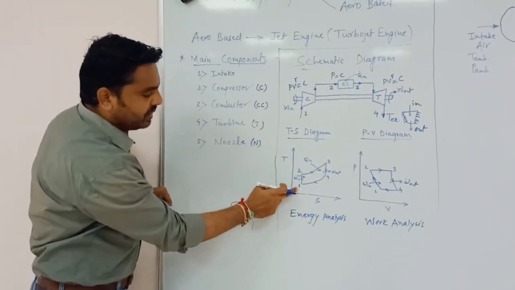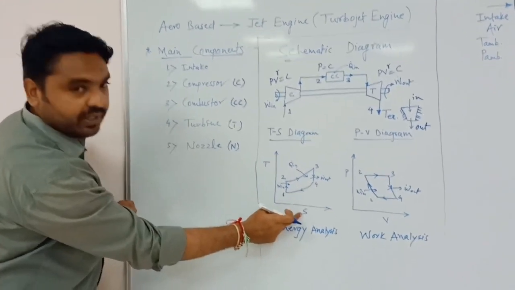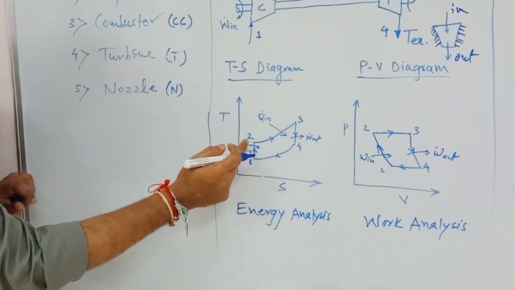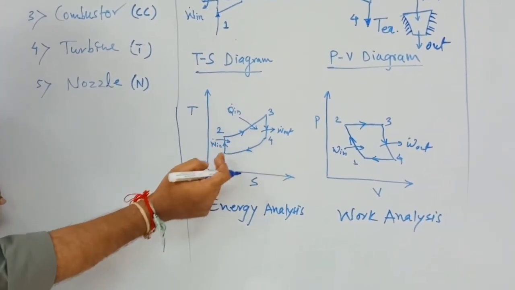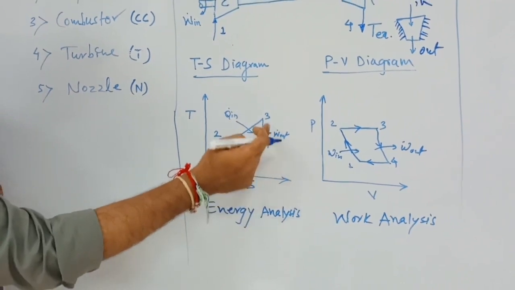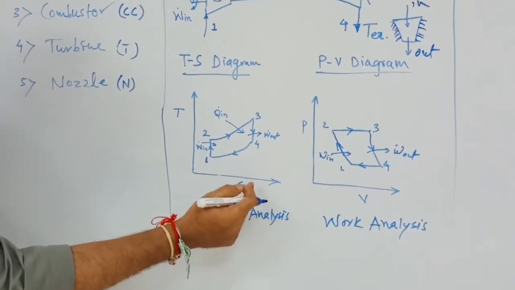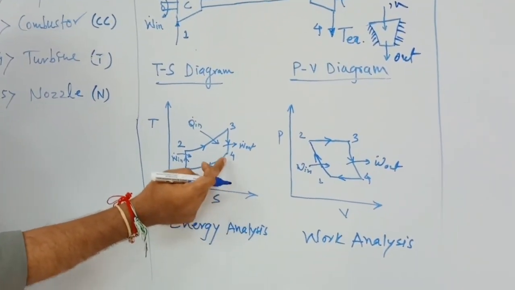So you can see 1 to 2 here. 1 to 2 is the isentropic compression process where entropy remains constant. 2 to 3 is the constant pressure heat addition. Heat is being added here because fuel and air mix and produce the hot gases. Combustion occurs. 3 to 4 is the isentropic expansion of gases. That is a constant entropy process, and these gases are expelled to the atmosphere.